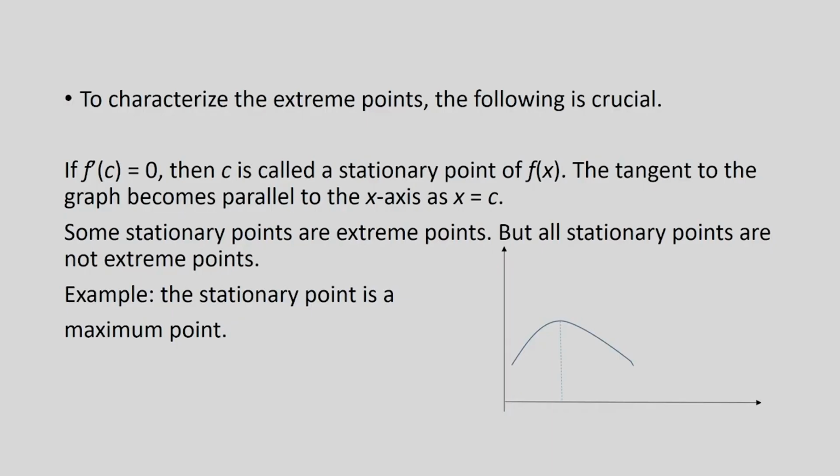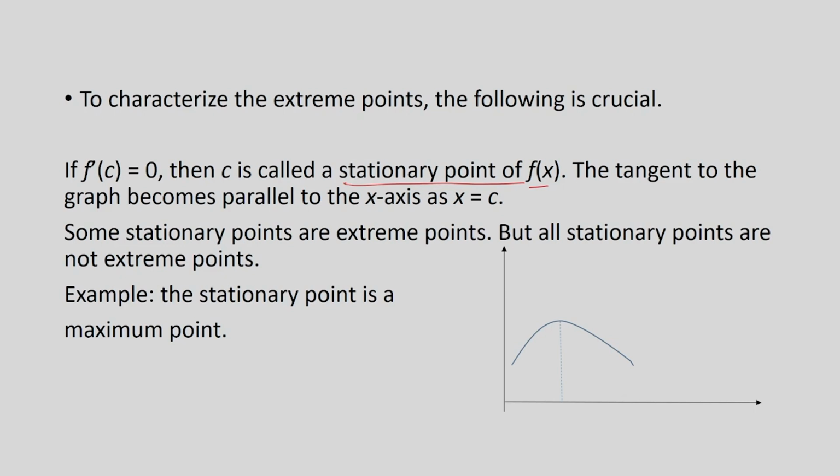Now, remember, we want to characterize the extreme points, the points where the maximum value or the minimum value is attained. To do that, the following property is important. If f dash of c is equal to 0, then c is called a stationary point of f(x). I think I have defined stationary point in some previous discussion, so I am just repeating that particular definition here.